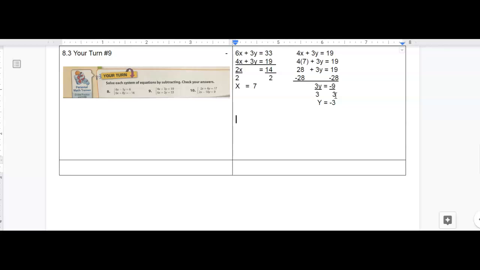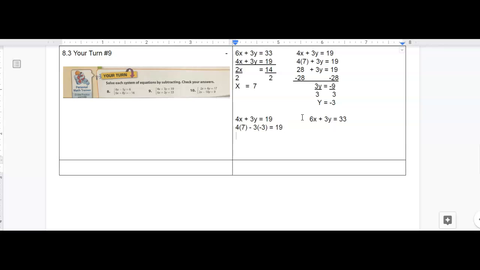Okay, and so then I can check, I'll take my time. I'm going to check to make sure that I do have the correct answer. The first equation is 4x plus 3y is equal to 19. The second equation is 6x plus 3y is equal to 33. Now I'm going to substitute 4 times x, which is 7, minus 3 times y, which is negative 3. Is that equal to 19?